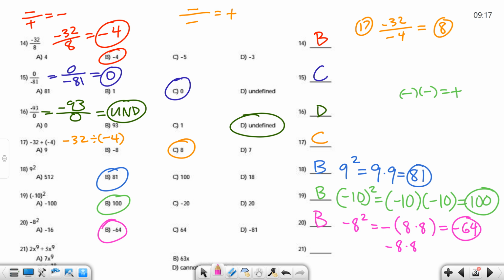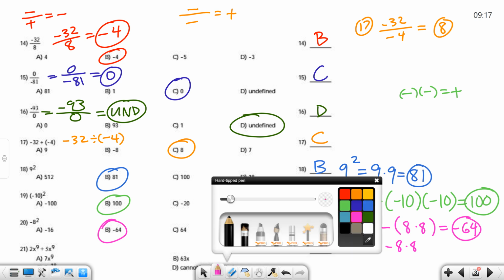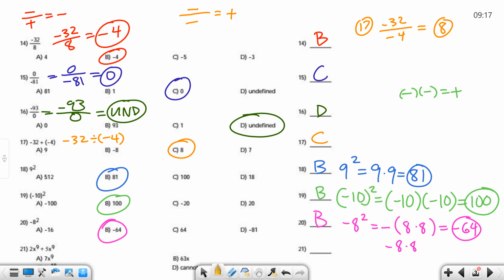So 18, 19, and 20 have all been B so far. B, B, B. And then 21 is 2x to the 9th plus 5x to the 9th. So are those like terms? Well, here's how I know they're like terms. x to the 9th and x to the 9th. That's how I know they're like terms.